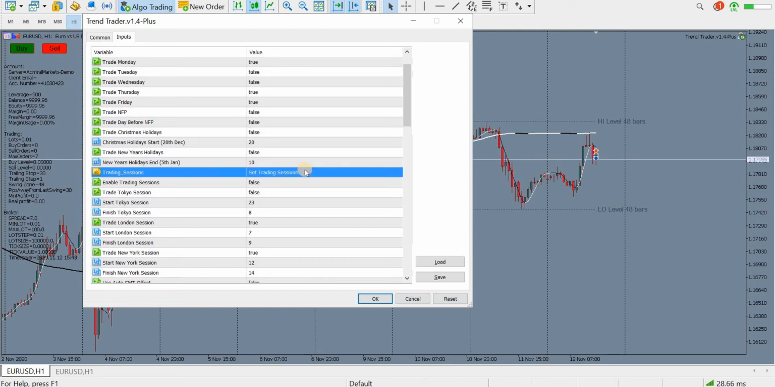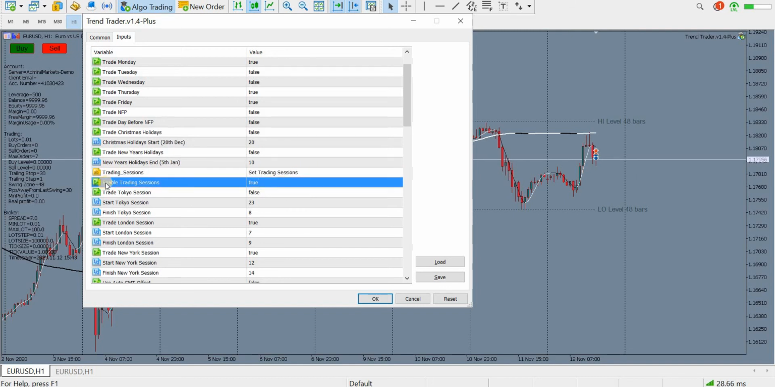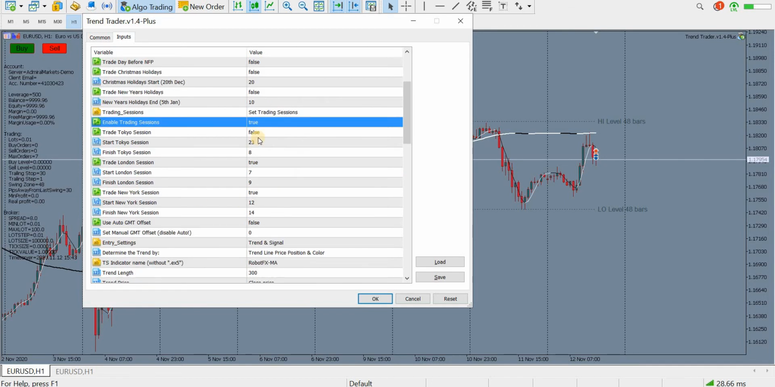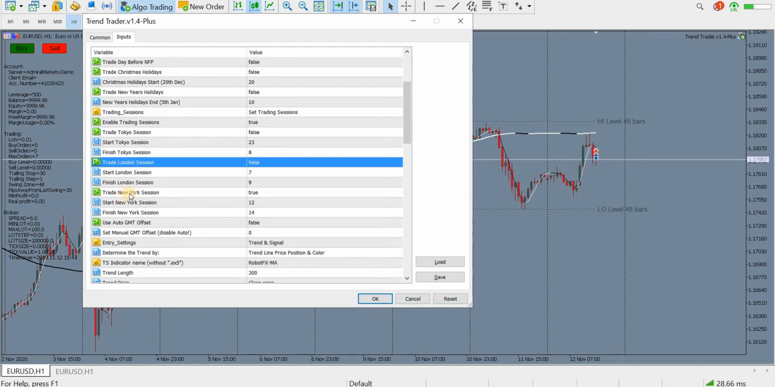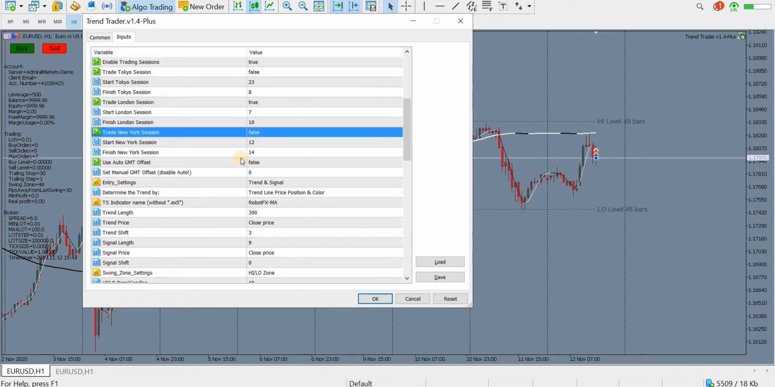You have also the option to trade only within trading sessions, and you have to enable them by setting enable trading sessions to true, and then choose the trading sessions that you are trading on. If you don't want to trade Tokyo session, set it to false. If you want to trade London session, set it to true. If you want to trade New York session or not, true or false. If you want to trade only the first 3 hours of the London session, then set the starting time and the finish time 3 hours later, like that.